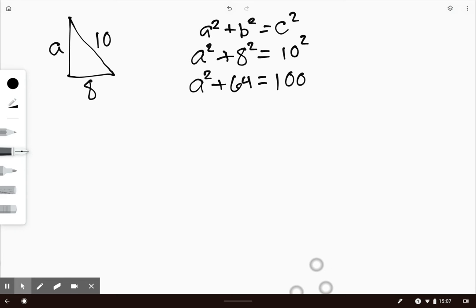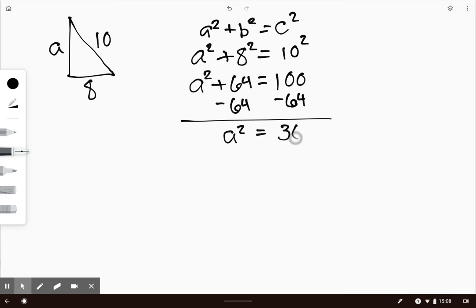Because if you notice here, you have a squared plus 64 equals 100. And if I'm trying to isolate my variable, I'm going to do my inverse operation. So what is the opposite of addition? It is subtraction. So that gives me a squared equals 100 minus 64, which is 36.